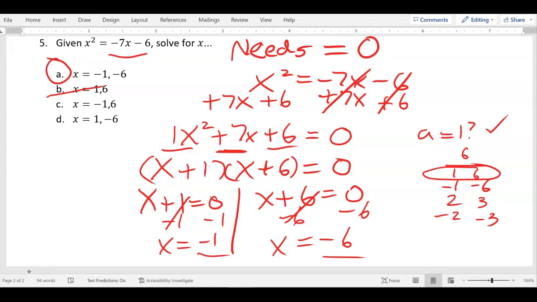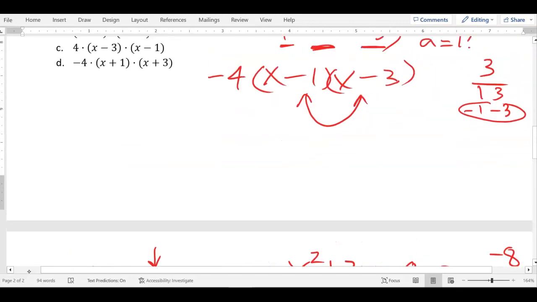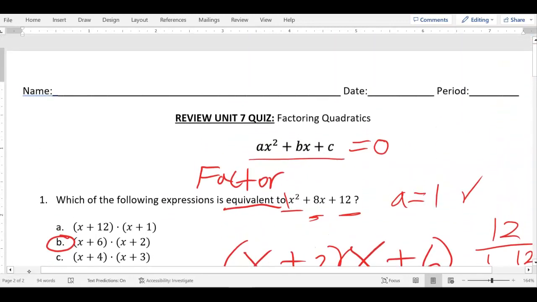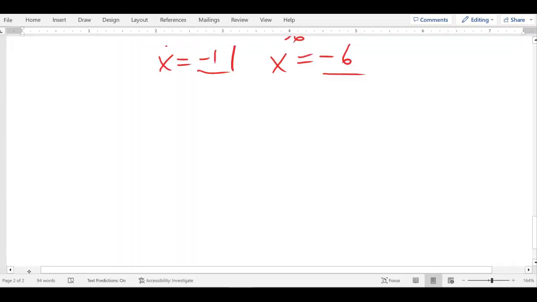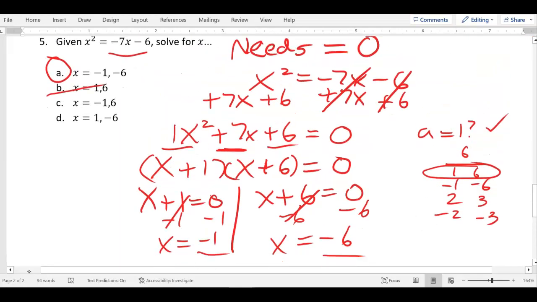Okay. Your quiz is going to be very similar to this. So please make sure you do this review, study this review, and have it for your quiz on Thursday. This is your review that we finished or worked on Wednesday.